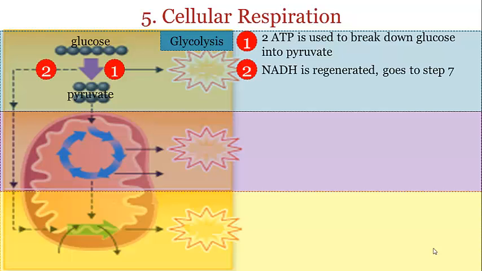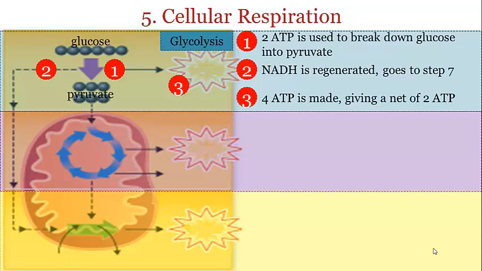Next, we're going to make NADH. This is going to be regenerated. This is going to go to step 7, which is the electron transport chain. In step 3, we make a total of 4 ATP, but we used up 2 in order to break glucose. So we make a net of 2 ATP.